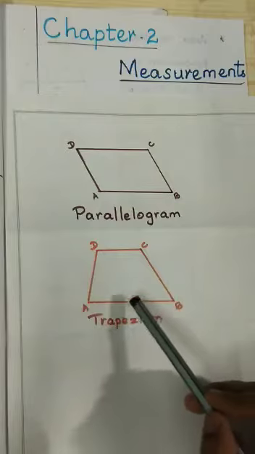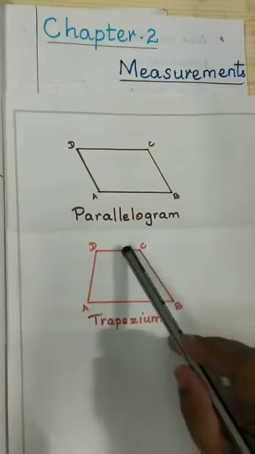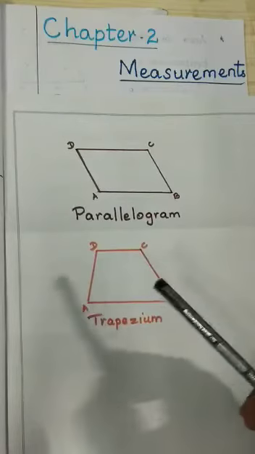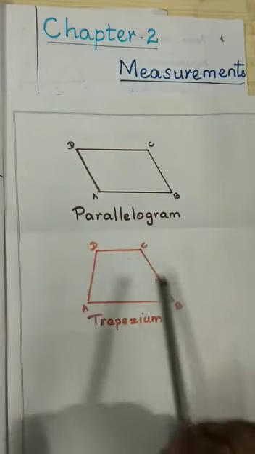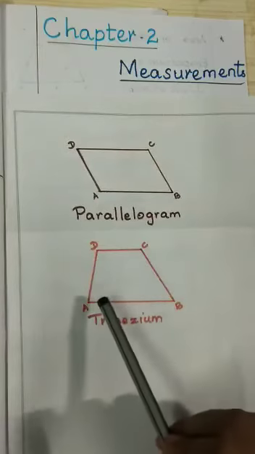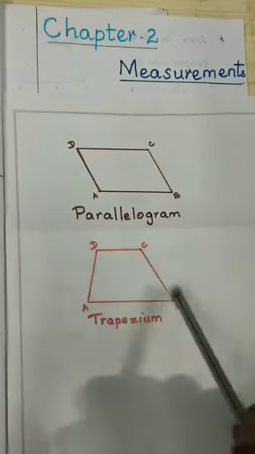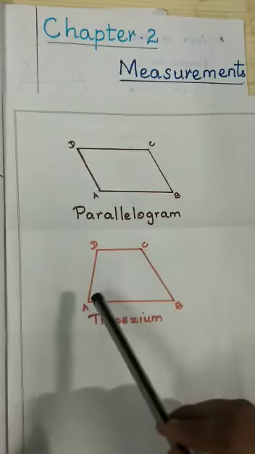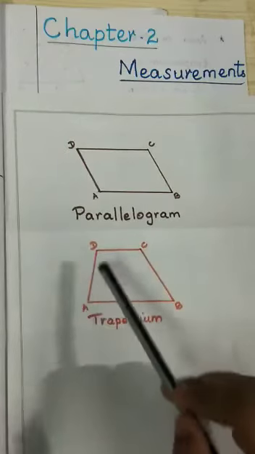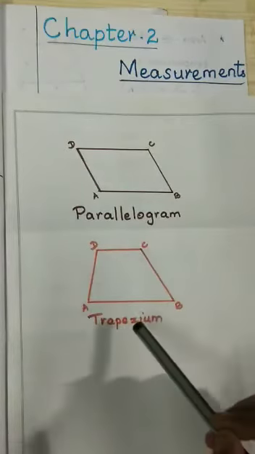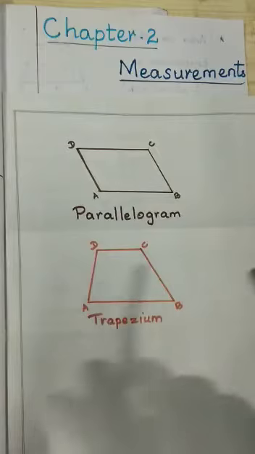It has one pair of parallel sides and one pair of non-parallel sides. Parallel sides AB and CD are not equal. Non-parallel sides AD and BC may or may not be equal. If the non-parallel sides AD and BC are equal, we call it an isosceles trapezium.